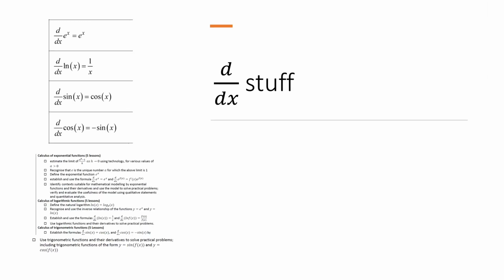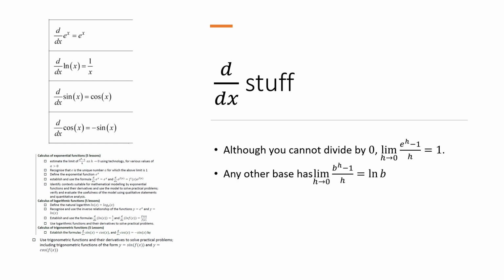Okay, differentiation, just know the formulas here, and yeah, also you need to know about the limit here. This probably won't show up, but it's good to know. The limit as h approaches 0 of (e^h - 1) over h equals 1. Any other base results in ln a, so that's your formula for differentiating any exponential.